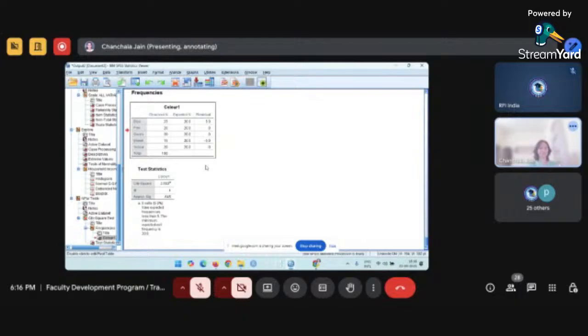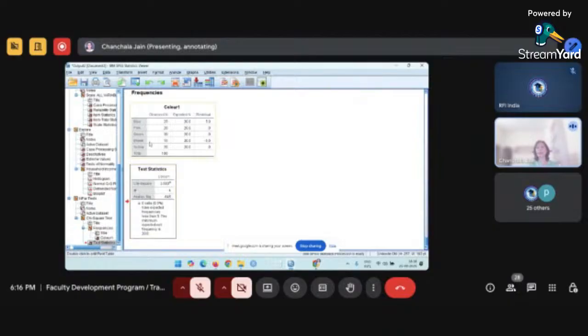In the second table, we get the chi-square value, which is 2.5. Degrees of freedom is 4, which is n minus 1: 5 categories, 5 minus 1, is 4. Asymptotic significance is 0.645, which is your p-value. You can compare this p-value with your level of significance. Usually, in my domain, we test the hypothesis at 5%, but you need to decide your level of significance and compare accordingly.